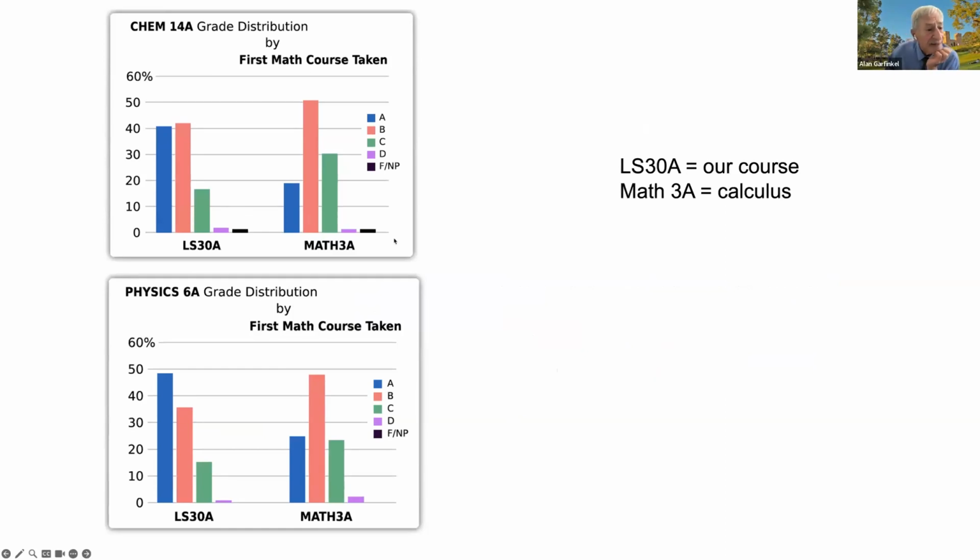Well, here's the data. This is our course. This is the freshman calculus class. You see that our students earn A's in subsequent chemistry at double the rate of the calculus students. In subsequent physics, our students earn A's at double the rate of the calculus students. And this is all in those papers.